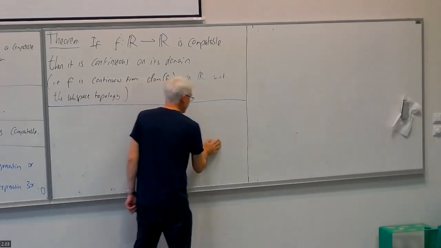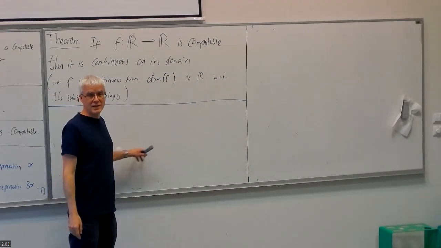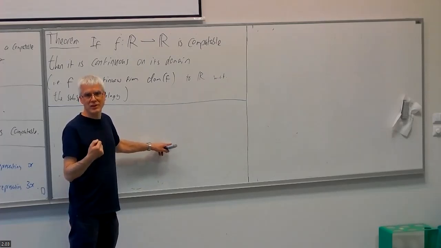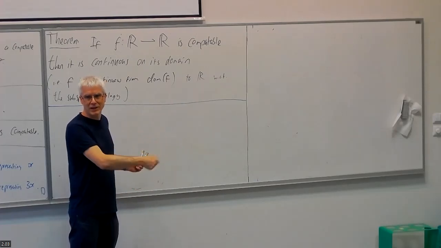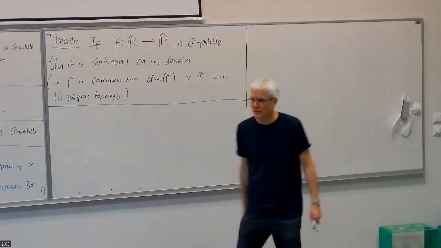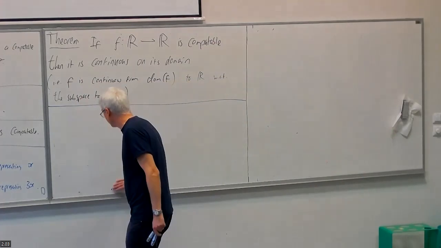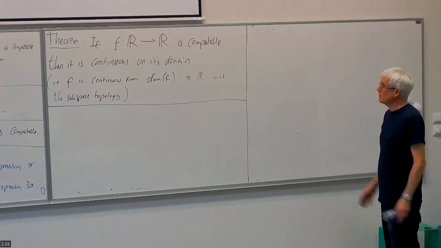There are some functions that are not computable, like the sign function on a real number, which assigns -1 to a negative number, 0 to 0, and 1 to a positive number. That's a non-continuous function, so that's not a computable function. That's a mathematically useful function that can't be computed.